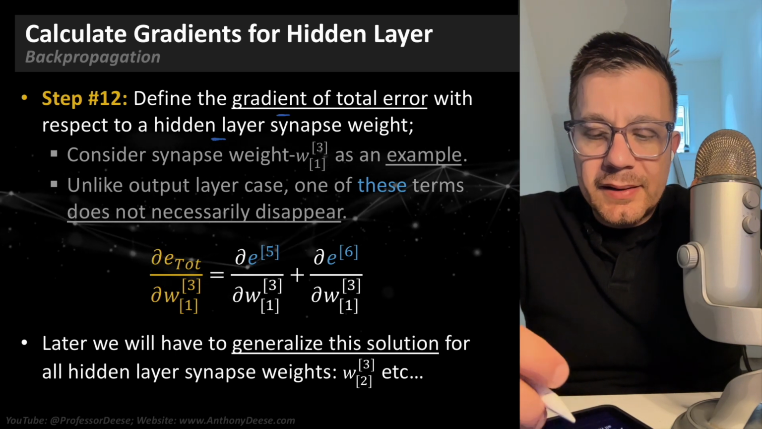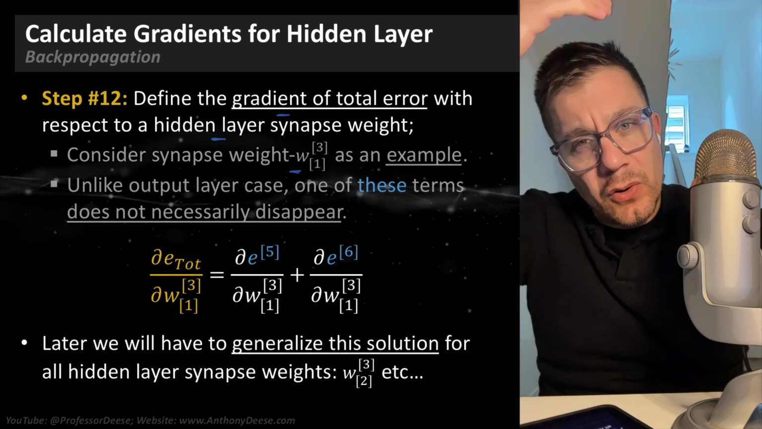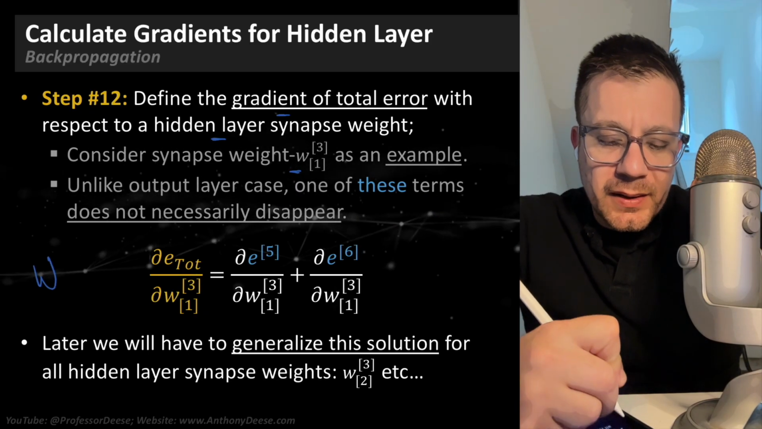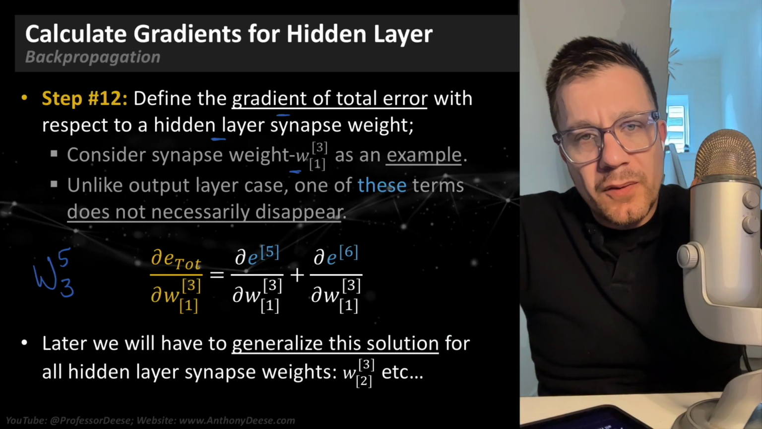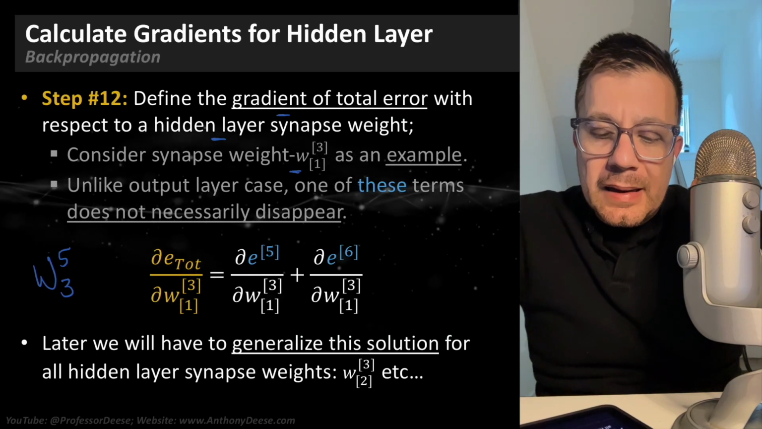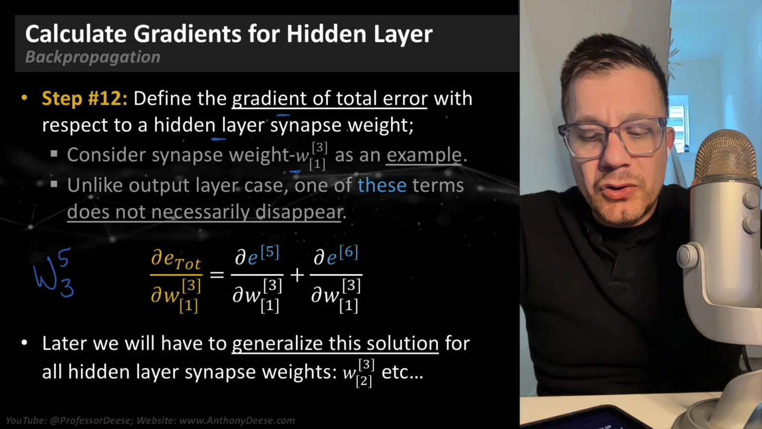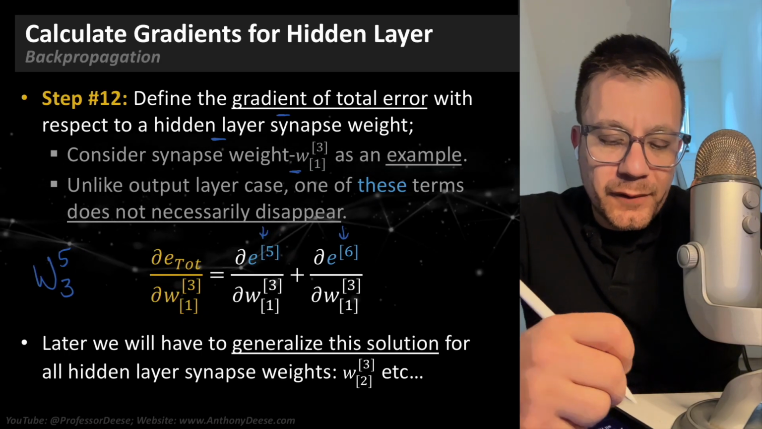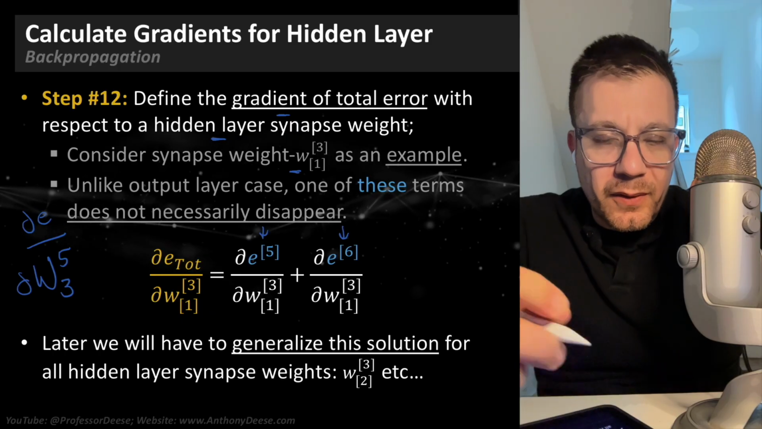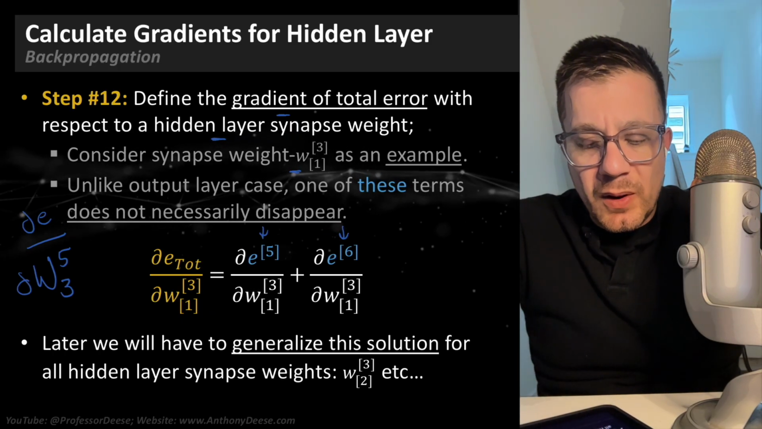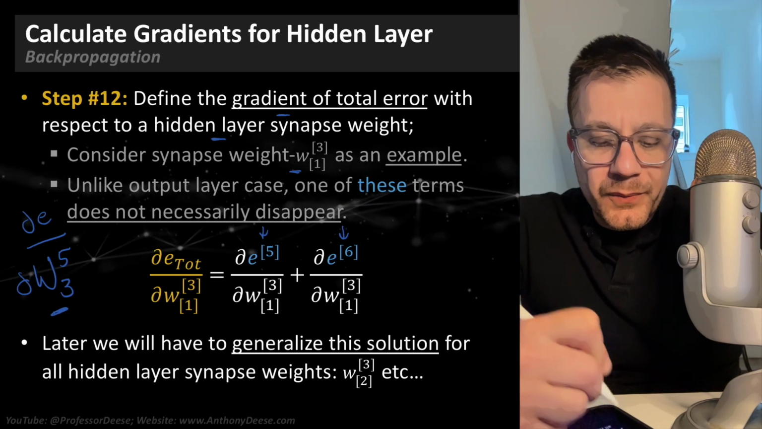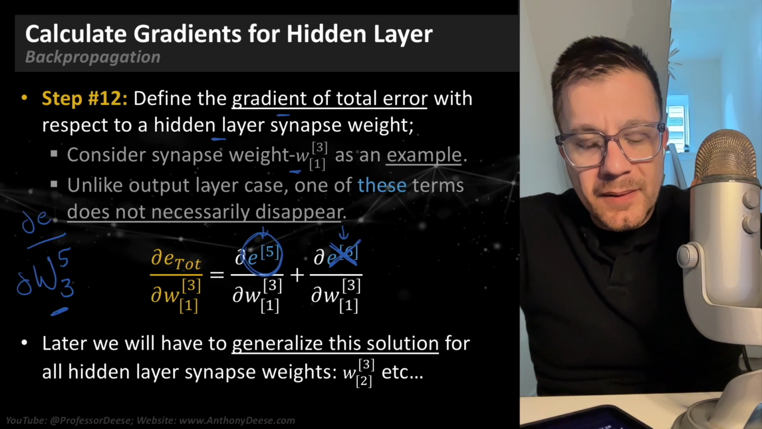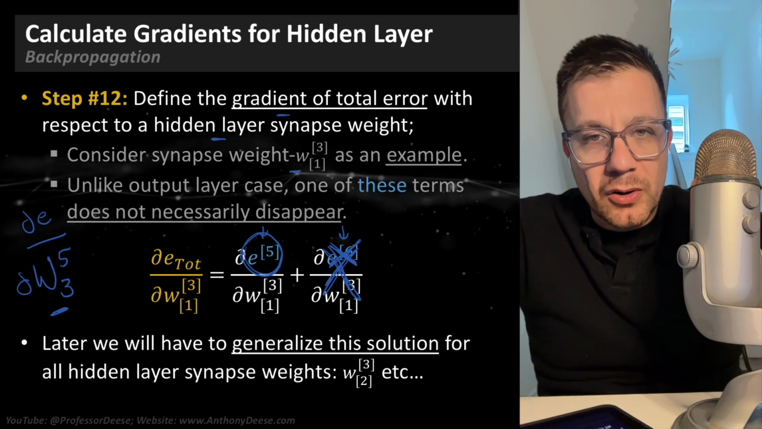Now, we're going to consider synapse weight 1,3 that connects nodes 1 and 3 as our example, and we're going to use it similarly to how we used synapse weight 3,5 as part of our derivation for the output layer. Now, unlike the output layer case, one of the two terms of error, E5 and E6, is not necessarily going to disappear. If you remember, when we defined the partial derivative of the total error with respect to synapse weight 3,5, what we saw was that this only had an effect on E5 and didn't have any effect on E6. As such, we ended up with the second term going away.